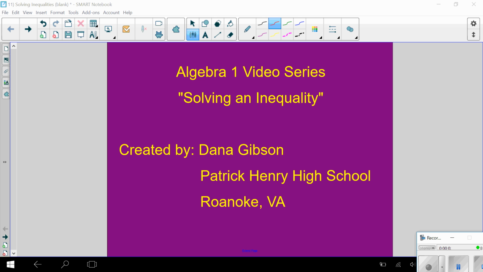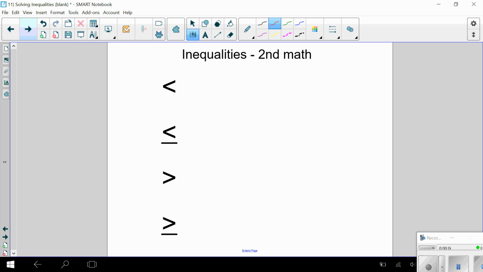Today we're going to look at solving an inequality. There are 4 inequalities that we use in algebra, and if you want to find them on your calculator, you can find them by hitting Second Math. The first one kind of looks like an L and starts with the word less than. So the first one is less than.